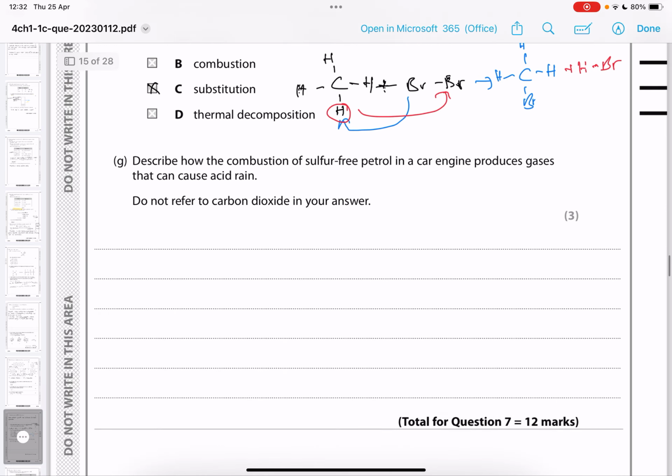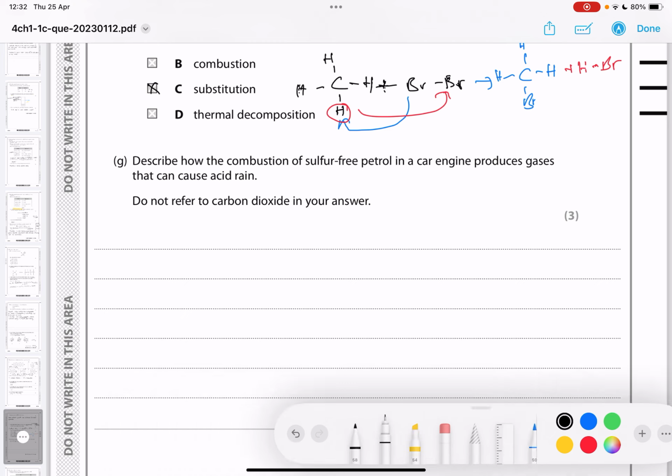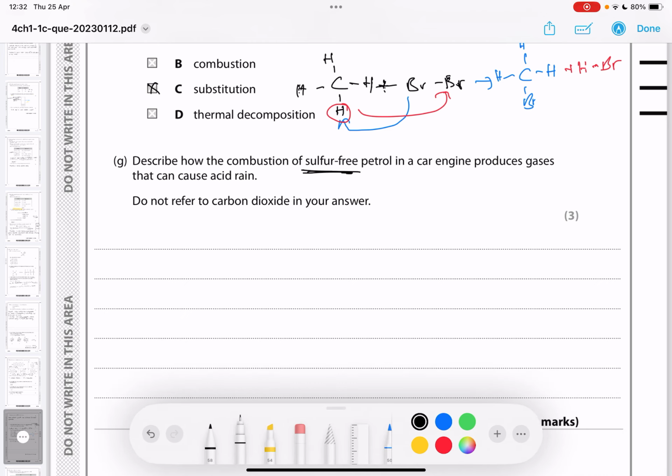Cool. Describe how the combustion of sulfur-free petrol in a car engine produces gases that can cause acid rain. Do not refer to carbon dioxide in your answer. Okay, make sure you read the question, because lots of people can fall for this trap. Sulfur-free, that means sulfur is not being burnt here, and it's not going to cause acid rain. It's another gas. Now we need to identify what gas is being burnt in car engines, and the two main gases normally are nitrogen and sulfur. It says sulfur-free, so it's not going to be sulfur, so it's going to be nitrogen.